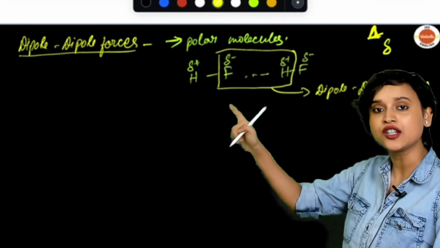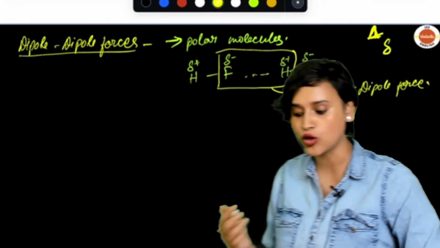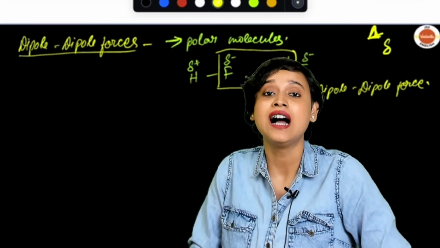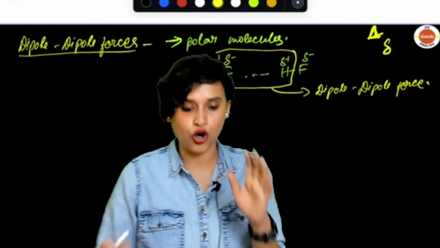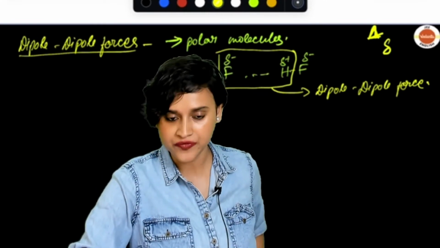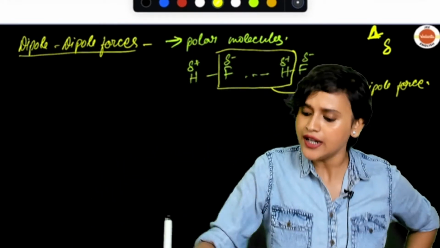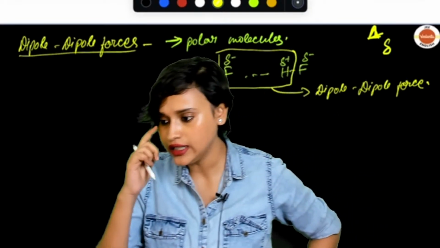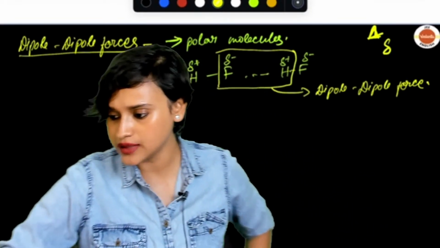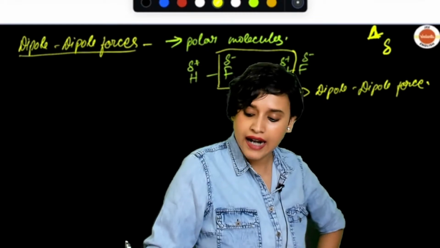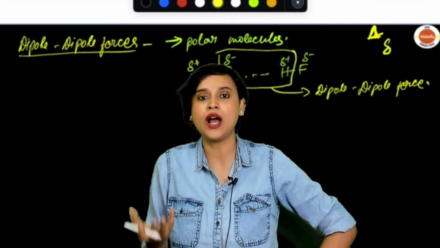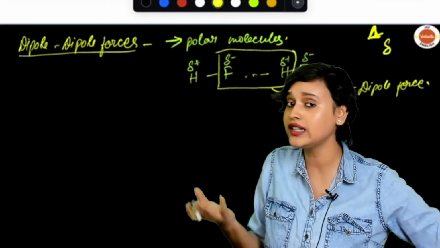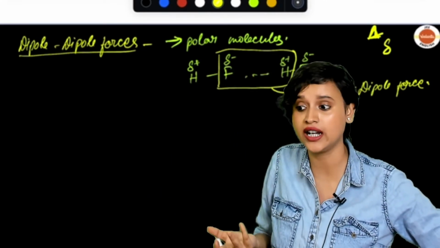Right here, this dipole force is also called hydrogen bonding. Hydrogen bonding is a typical example of dipole force. Now, why did I write a small delta here? Why did I not write it as the capital letter delta?